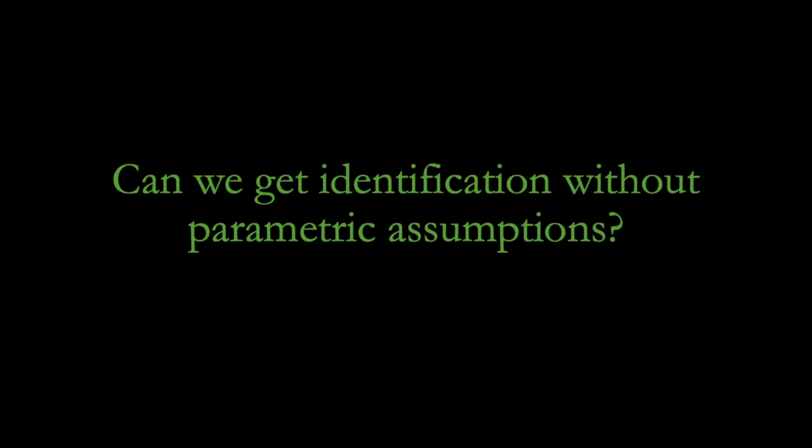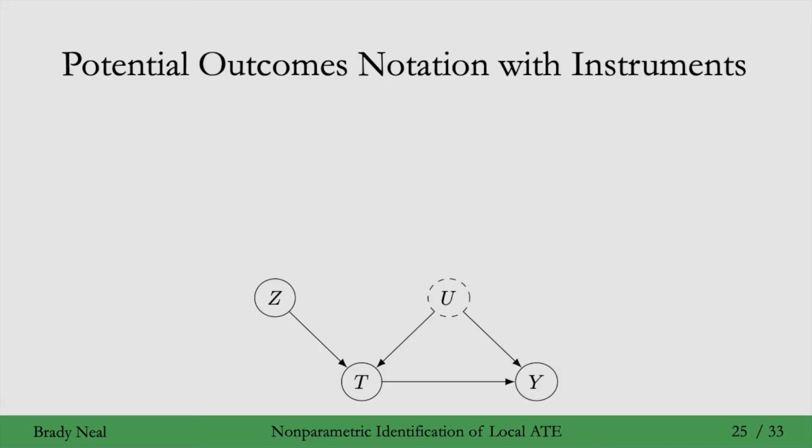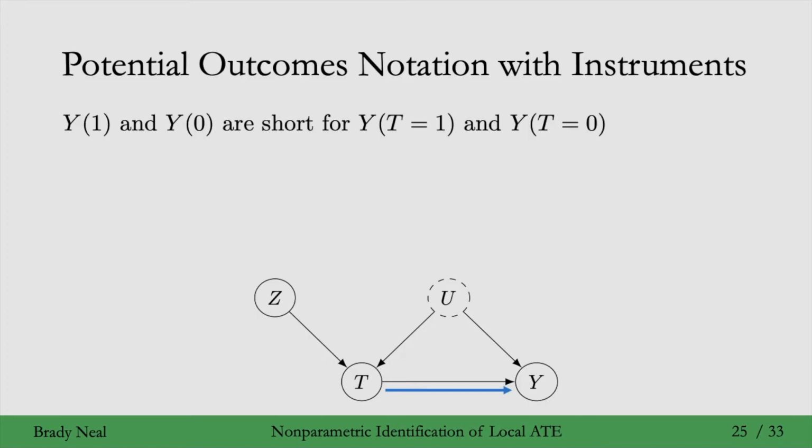As you might have guessed by the title of this section, the answer is yes. And to do this, we have to introduce a few new things. We have to introduce some new notation and some new concepts before we can get to the proof. Some hopefully familiar notation is that y1 and y0 are the 2 potential outcomes. One is the potential outcome that you would receive under treatment, the other is the potential outcome you would receive under no treatment. And these are short for y(t=1) and y(t=0).